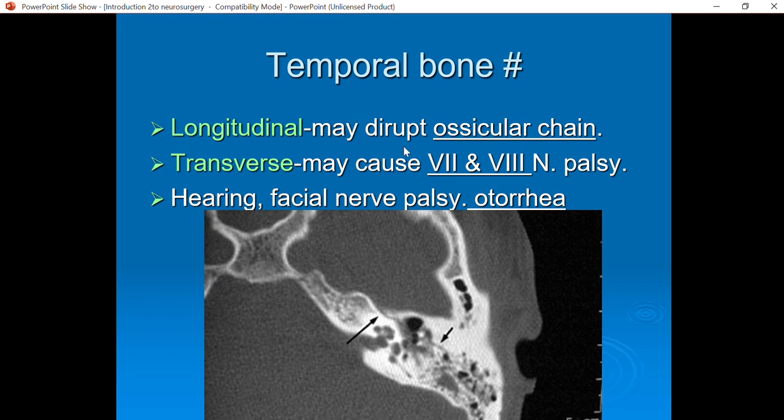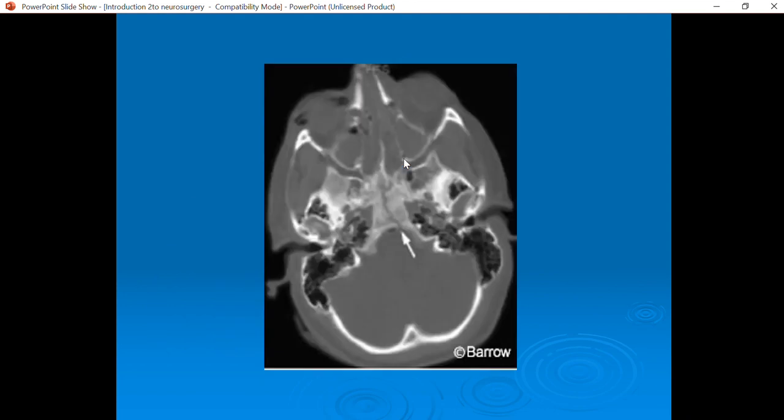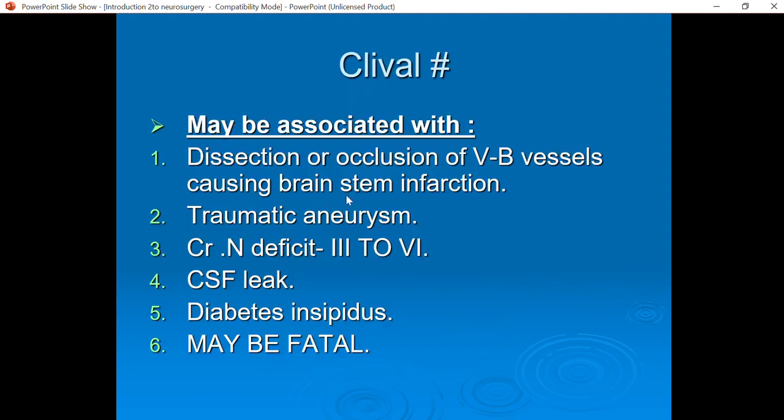Other signs of a middle skull base fracture are otorrhea, that is CSF leak from the ear, or loss of hearing. Clival fracture, I think this is not for your level. I just leave it for those who have interest in reading about it.